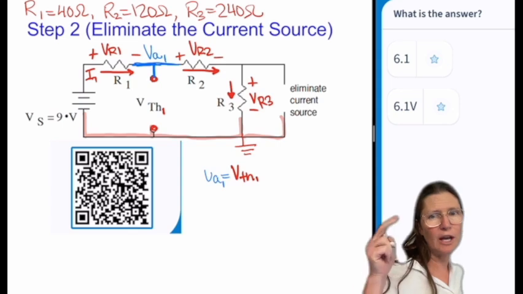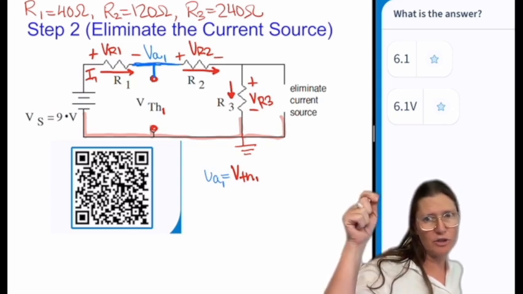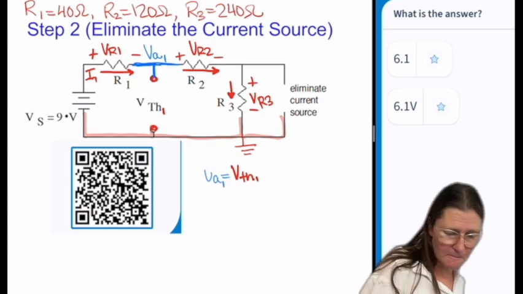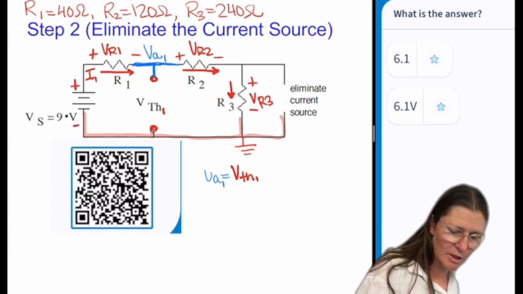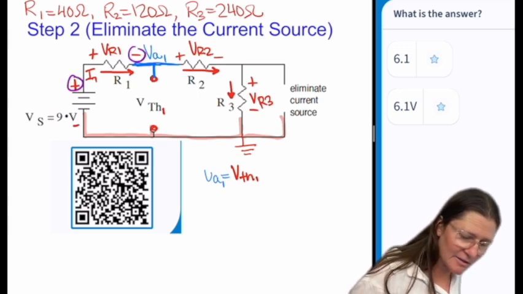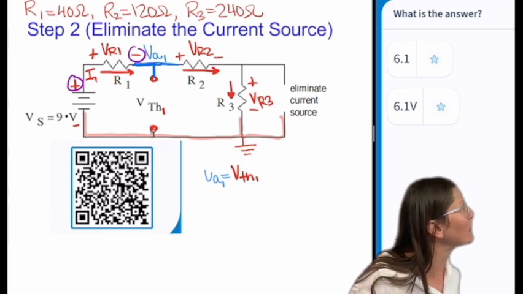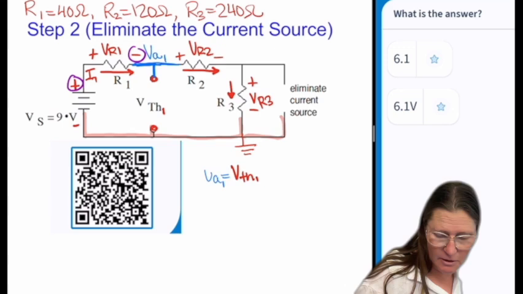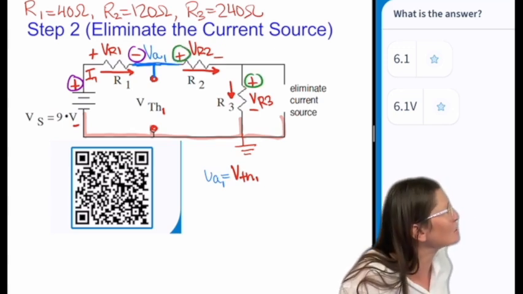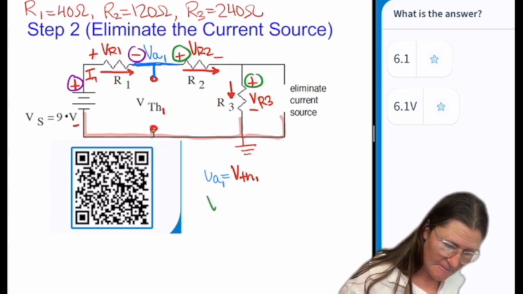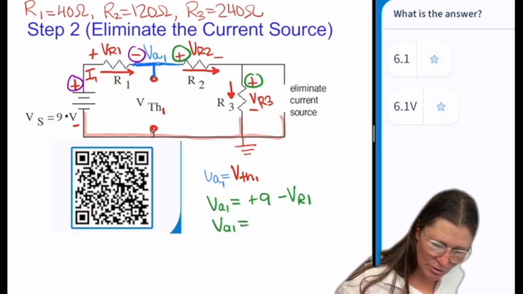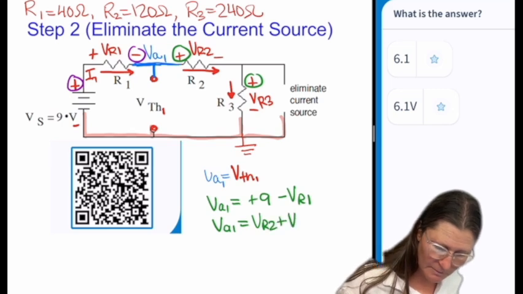Then I notice that VA1 is a node voltage, so this is going to be plus to minus, so +9 minus VR1 would be equal to VA1, or +9 minus VR1 minus VR2 is equal to VA. Or it's also equal to VR2 plus VR3.